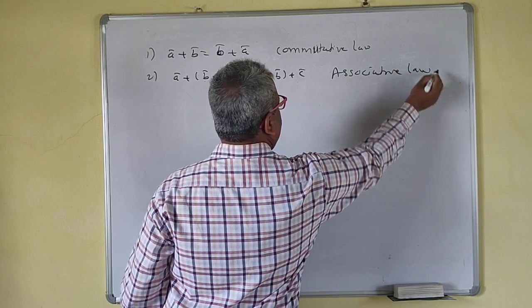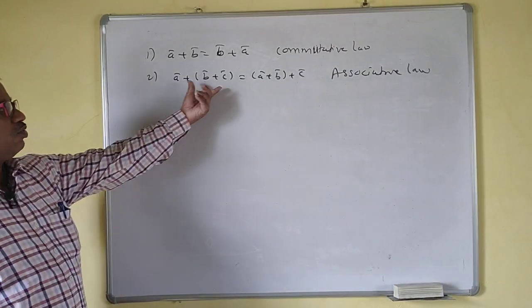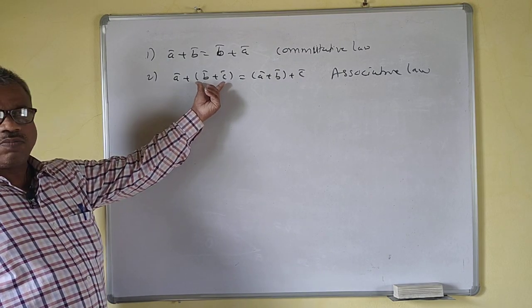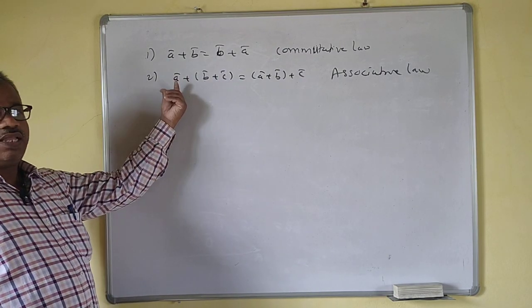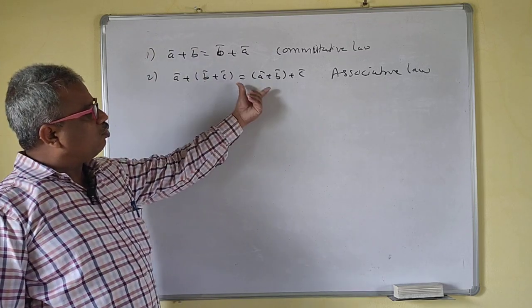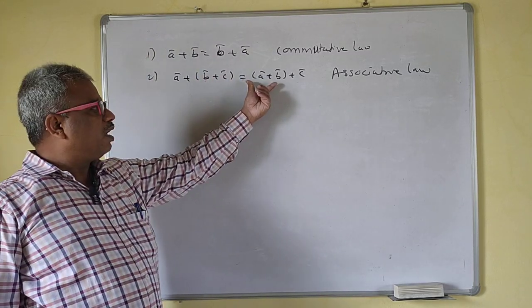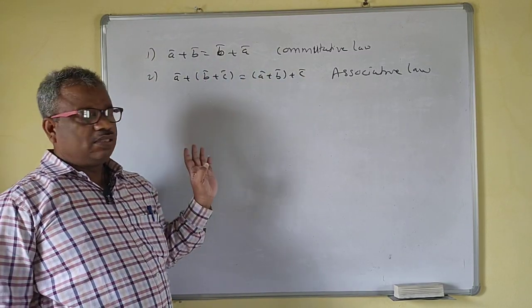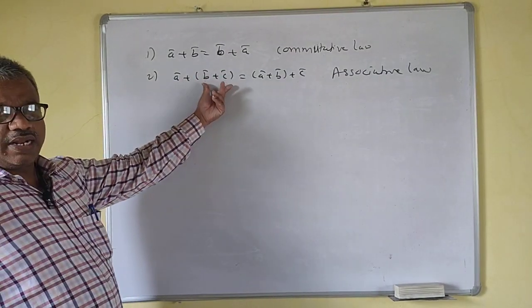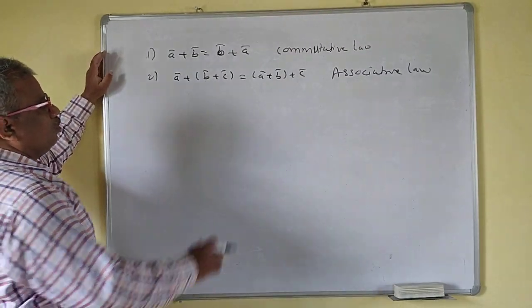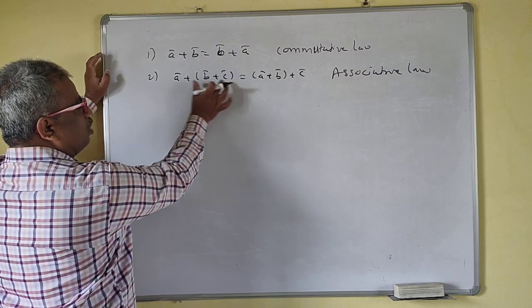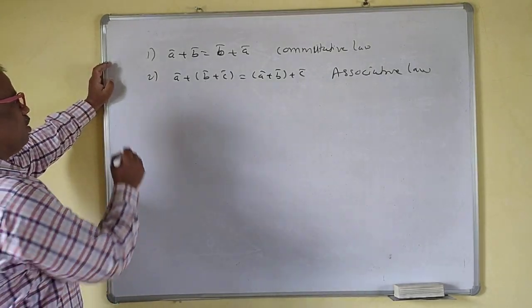Associative law. See here, A bar. Here you are taking the addition of B bar plus C bar and then adding in A. So this also you can do: first you can add A bar plus B bar, and then you can add the C, right? That means you can change the bracket now. So you can change the position of the bracket. That is called associative law.